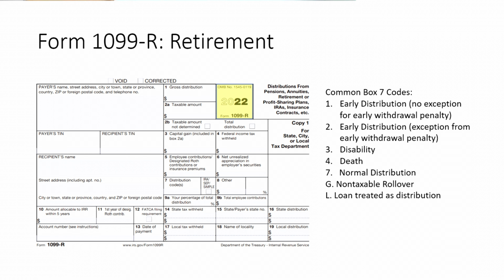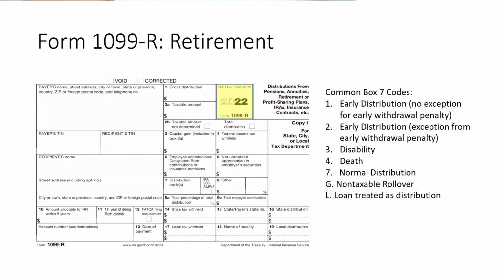If I do have an early withdrawal penalty exemption, then I'm going to see number 2 under box 7. If the money I'm pulling out is related to disability or death, then I'll have codes 3 or 4. If I'm taking out a distribution and I've already reached the retirement age of 59.5, then that will be number 7, and I will not be paying the 10% early withdrawal penalty. If there's a non-taxable rollover, for example, I'm rolling over a 401k to a traditional IRA or a 401k to another 401k account, that's going to be code G.